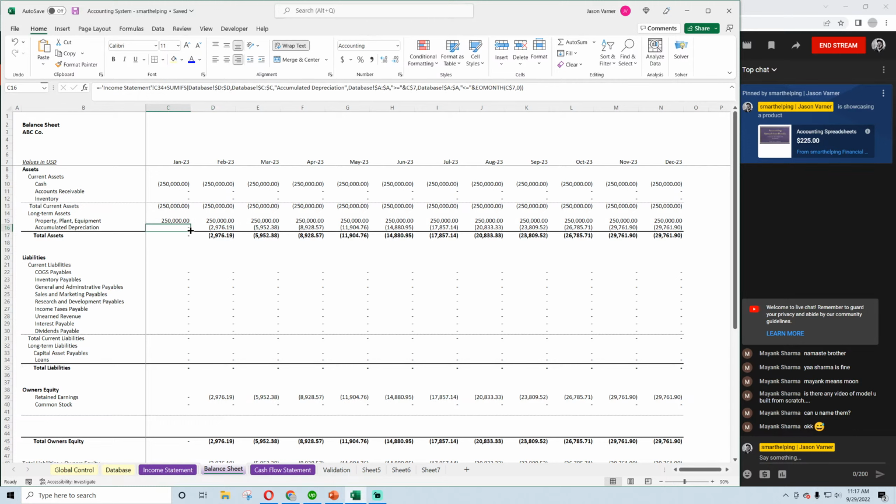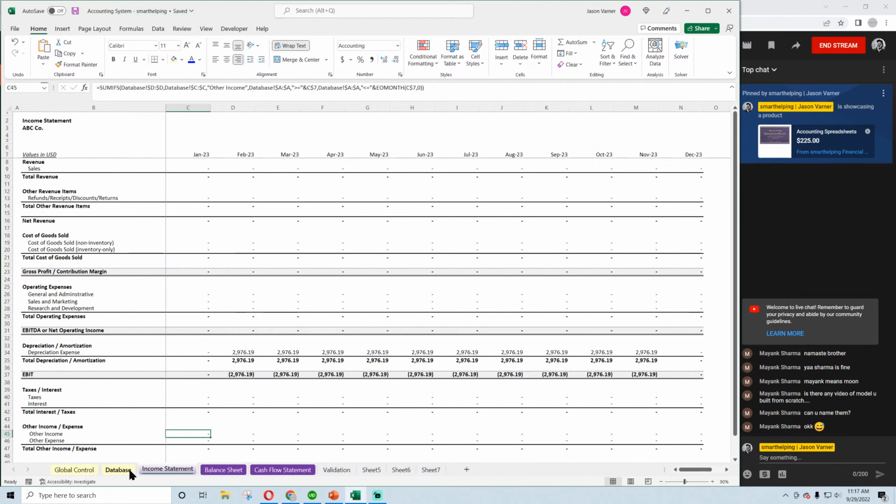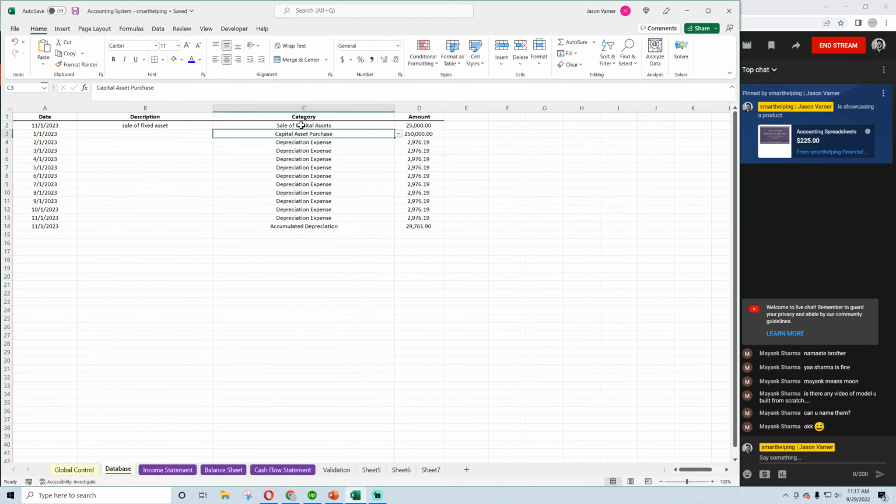So here I should be able to just sum that up, drag it over, add the previous period, and voila. So that zeroes out, so that's good. What else do we need to do on this entry? So we zeroed out that. We have depreciation expense, all that's coded. The sale of capital assets.